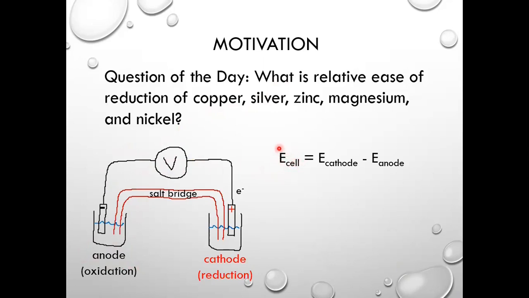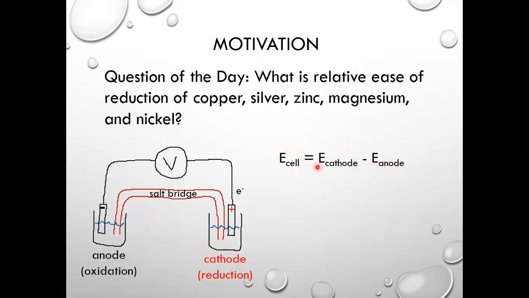The cell potential is what we can actually directly measure. What we need to know in order to answer our question of the day, though, is what the reduction potential is at the cathode. That's where the reduction occurs. So I can directly measure cell potential, but the cell potential itself depends upon both the potential at the cathode and the potential at the anode.